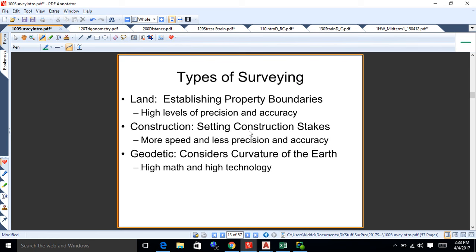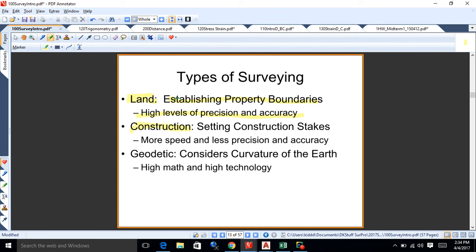Okay, there are lots of types of surveying. There's more than just what I'm showing here, but commonly there's land surveying. Land surveyors establish property boundaries. So they're figuring out where your lot is. This is a very high liability business, so they have the highest levels of precision and accuracy in what they do, because they can get sued if they don't get points put in the right spot, and often do. So land surveyors take their time and they get it right, okay?